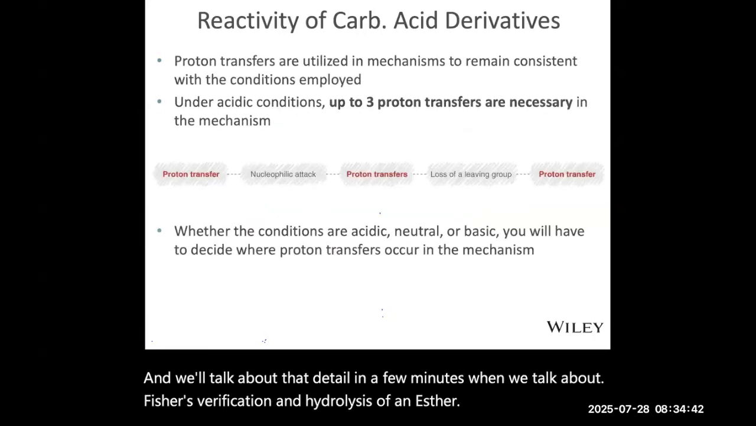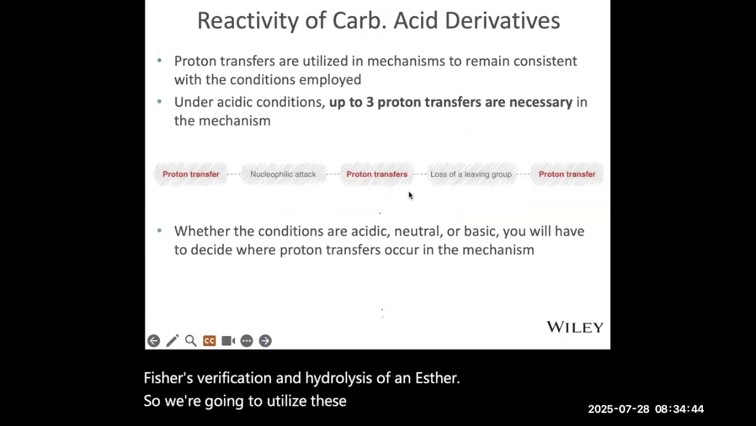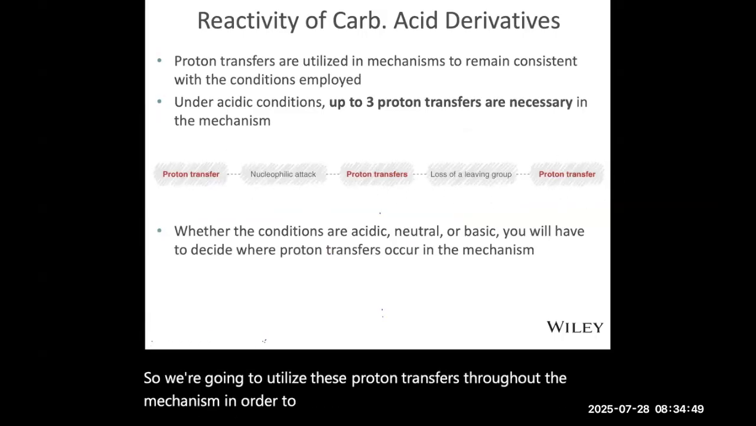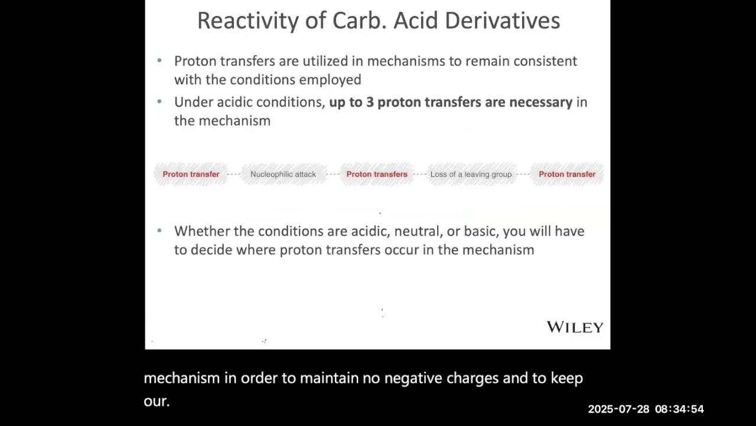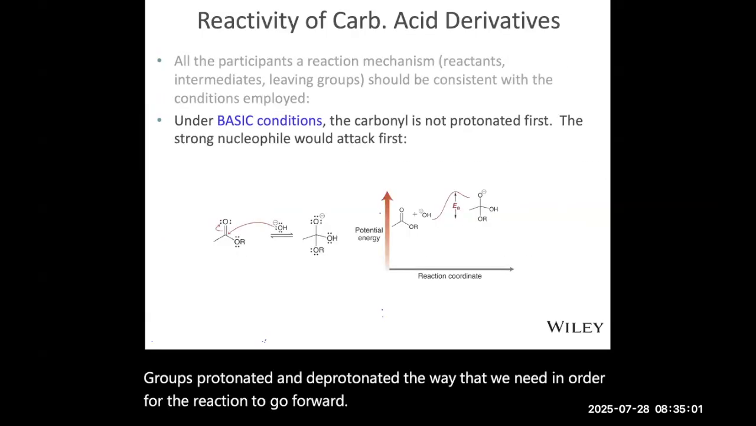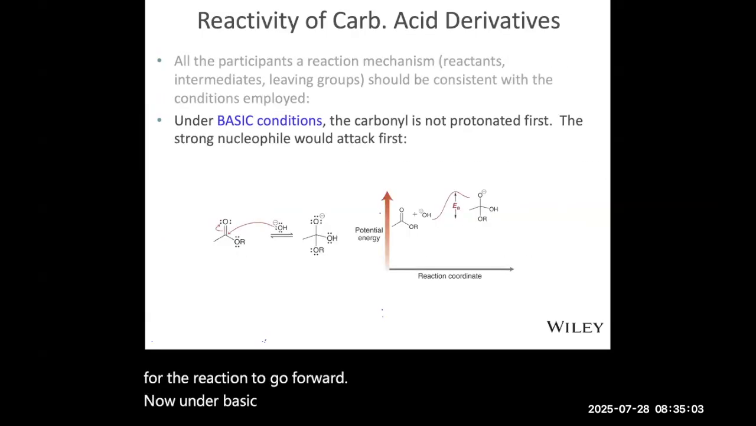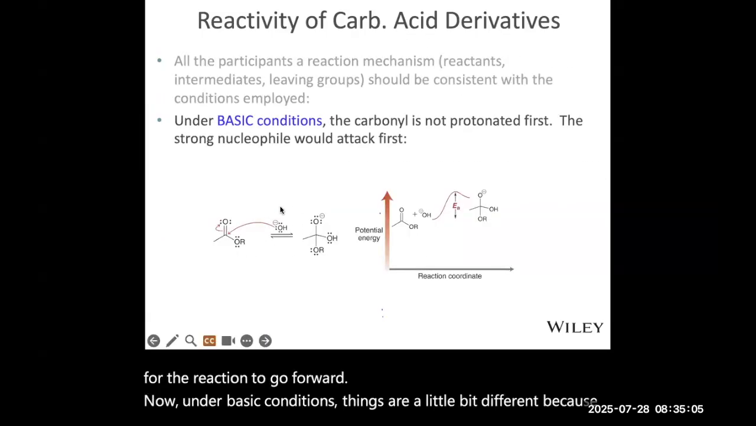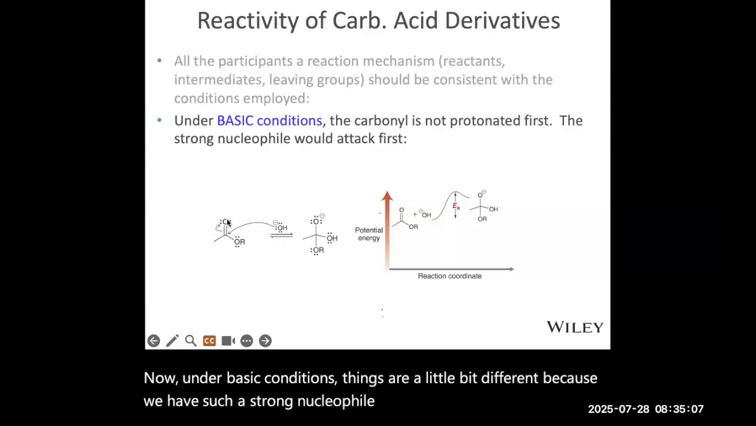So we're going to utilize these proton transfers throughout the mechanism in order to maintain no negative charges and to keep our groups protonated and deprotonated the way that we need in order for the reaction to go forward. Now, under basic conditions, things are a little bit different. Because we have such a strong nucleophile, we do not need to protonate first.